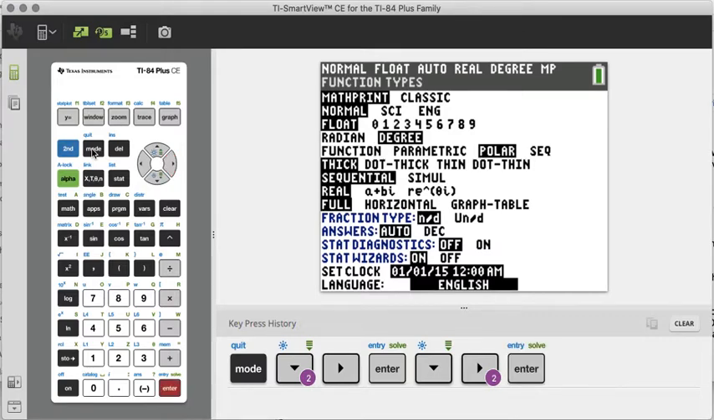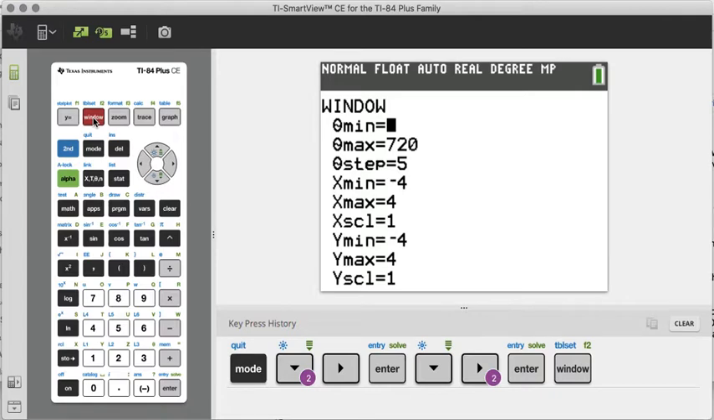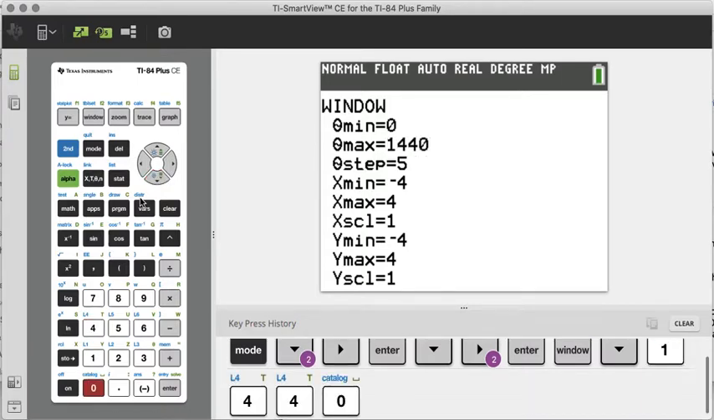That sets it up so that it'll actually change your y equals and things like that. You are going to go to window. Theta min, the very first one, start it at 0. Theta max, go ahead and do 720. You could also do 1440. As long as you do at least 720 degrees, you're fine. It tells your calculator how many times it needs to go around the unit circle to actually graph this.